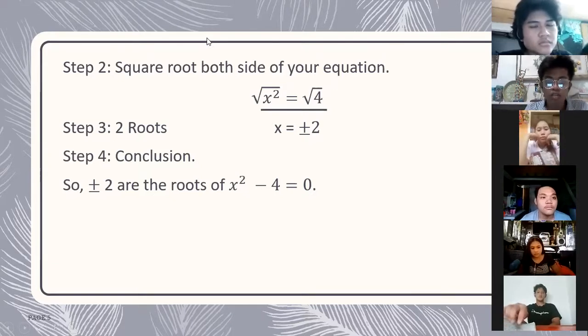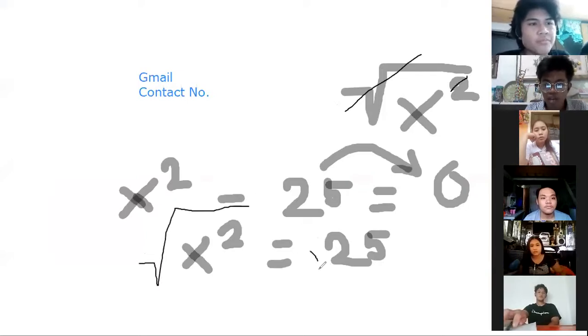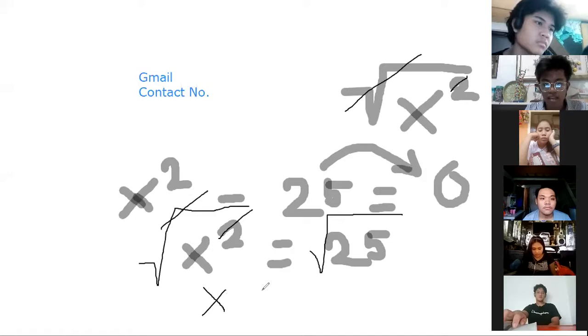So, balik tayo dun sa ating drawing kanina. Back tayo dito. Considering we have x squared minus 25. Anong gagawin natin? Lalagyan lang natin ng square root na sign both sides of our equation. Nakukuha. After nyan, ka-cancel out nyo na to. So, matitira na lang ay x is equal to, now, square root of 25. Doon sa perfect square, hanapin nyo yung 25.